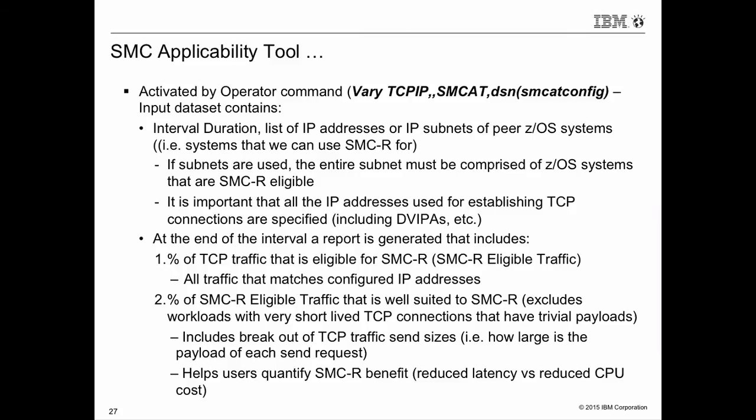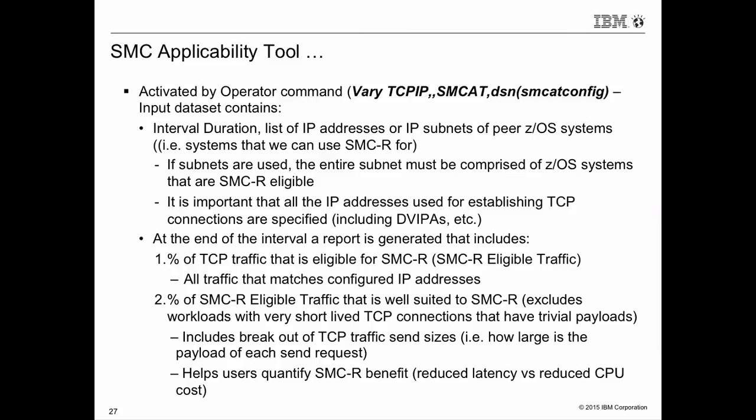You specify an interval duration, how long you want to run this data collection and report for. And then you specify the list of IP addresses or IP subnets of your peer z/OS systems that you want to monitor this traffic to. So these are, if you will, potential SMC-R candidate systems. For z/OS to z/OS patterns, we need to see, from the system that you turn this on, what the peer z/OS systems are that you need to communicate with.